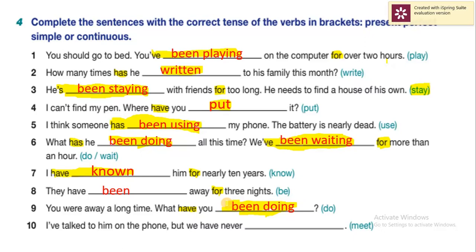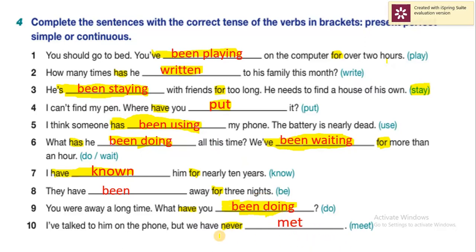Inshallah, next time we're going to learn how to make questions together. The last one, number 10. I've talked to him on the phone, but we have never. Now here we have the keyword, which is never. Do you remember when I explained the lesson in the previous video? We said that never is a keyword for which tense? Very good, students. Yes, it's a keyword for the present perfect tense. So here it should be, of course, without an ing because it's present perfect simple. So it is met. We have never met.